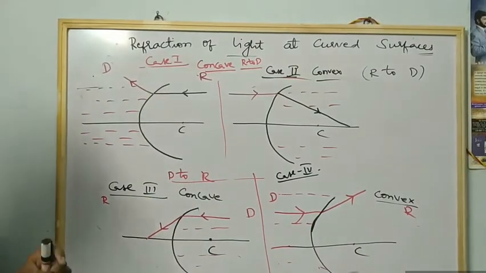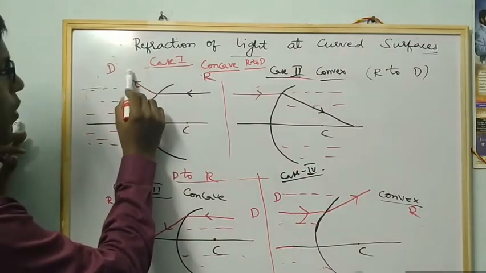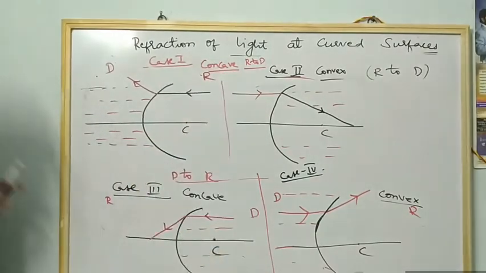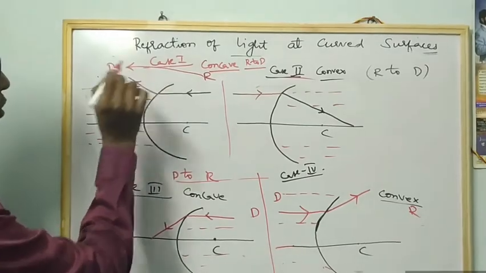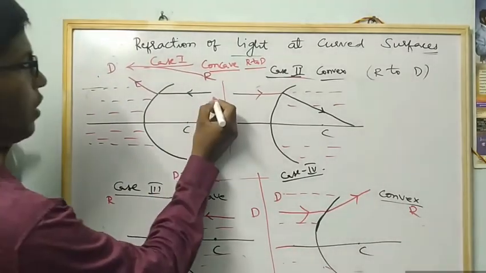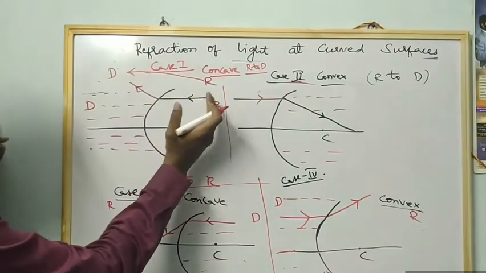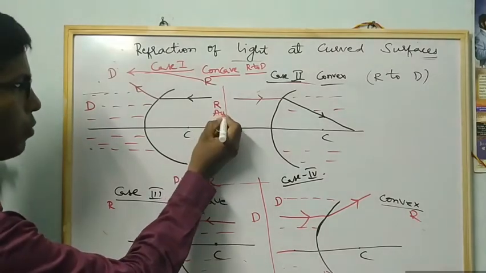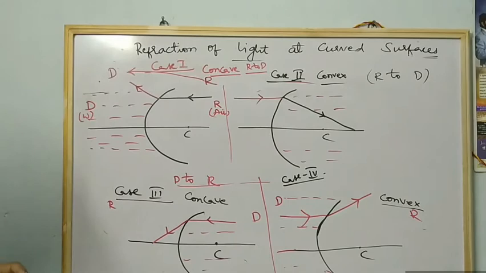In the first case, this diagram will be there in your textbook. First one, light ray is traveling from concave. Listen carefully. Light ray is traveling from rarer to denser. This is a rarer medium, this is a denser medium. Suppose it is traveling from air to water. So rarer to denser.